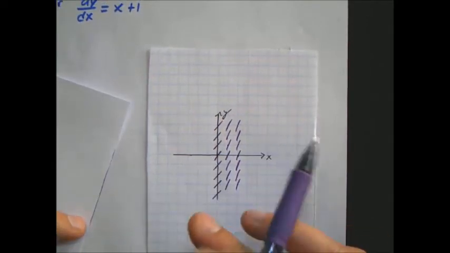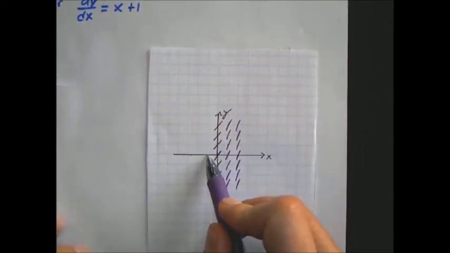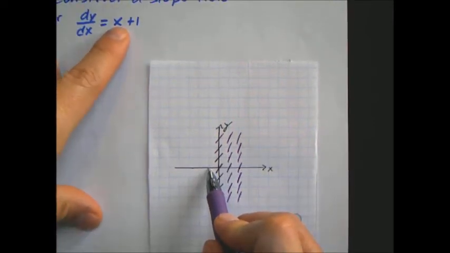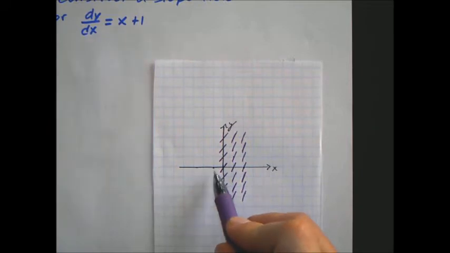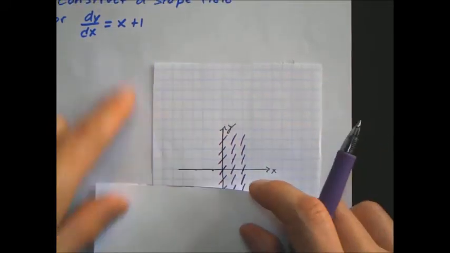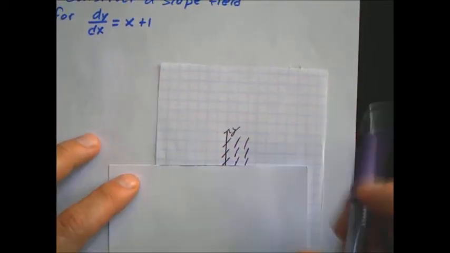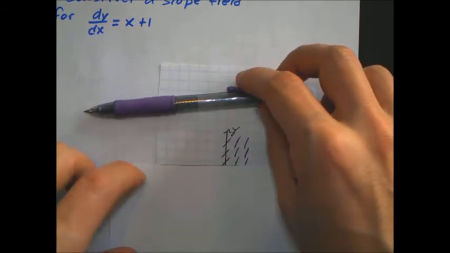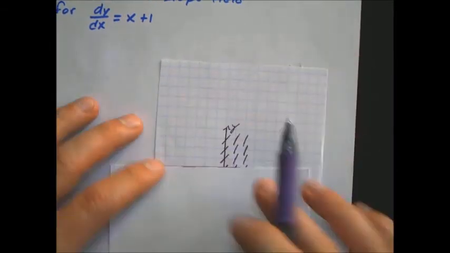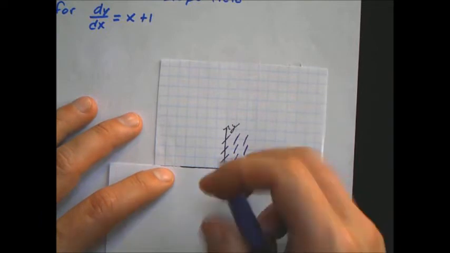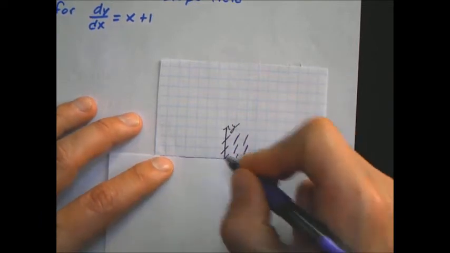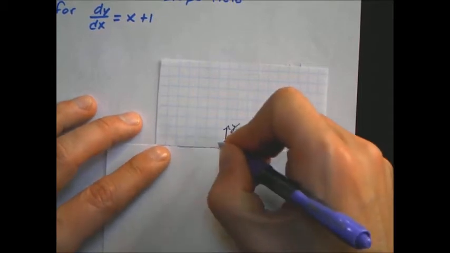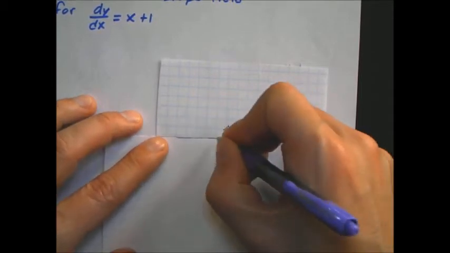If I go over here to x equal to negative 1 and plug negative 1 into this, my derivative is going to equal 0. So it's going to have a 0 slope, so all these are going to be horizontal. A 0 slope is a horizontal line. So all along where x is equal to negative 1, I'm going to have a 0 slope. It's just going to be a horizontal line going this way.